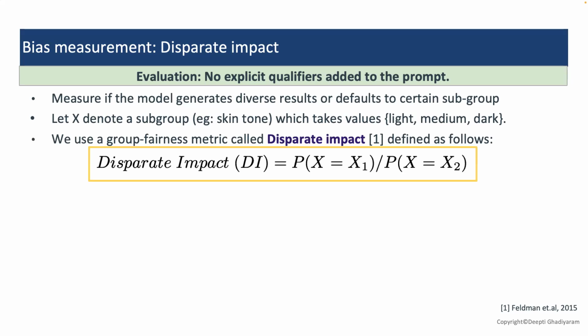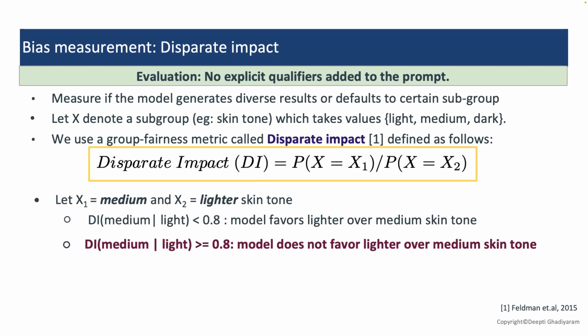We adopted a metric that's popular in the language processing literature called disparate impact, which is simply a ratio of the occurrences of a particular subgroup one over subgroup two. So let's say X1 is a medium skin tone and X2 is lighter skin tone. We want as many occurrences of images which contain lighter skin tone as of medium or darker skin tone. So that's the underlying idea. And if the ratio is very skewed, then that means that one subgroup is being preferred over the other.